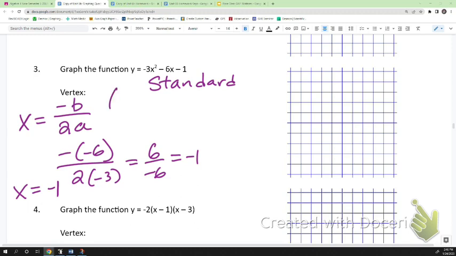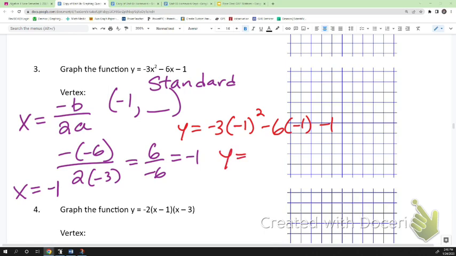And again, this is just the first part of my vertex. Now I need to find my y value. I'm going to use the equation. I'm going to replace x with negative 1 and simplify. We should simplify it to 2. So here's my vertex point: negative 1, 2.